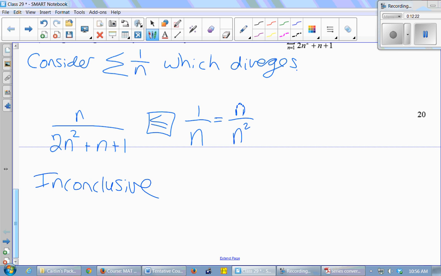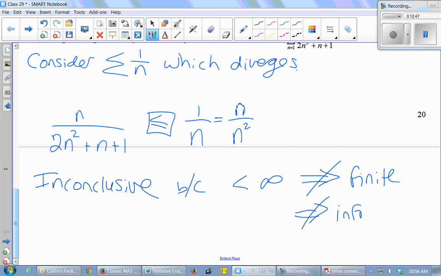So you're a doctor and you're trying to diagnose this series. You just ran a comparison test. It came back inconclusive. So you have to move on to some other test, right? So this is inconclusive because less than infinity does not imply anything, right? And it does not imply infinite. So you can't make a conclusion here. It is possible to be smaller than infinity and still be infinite, and it's possible to be less than infinity and be finite.